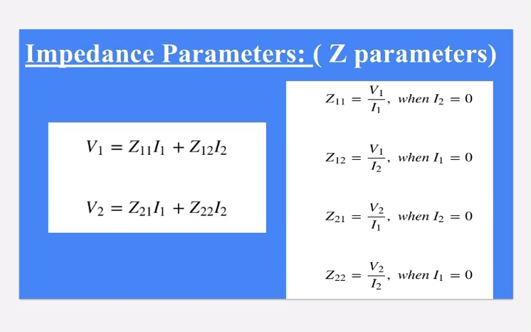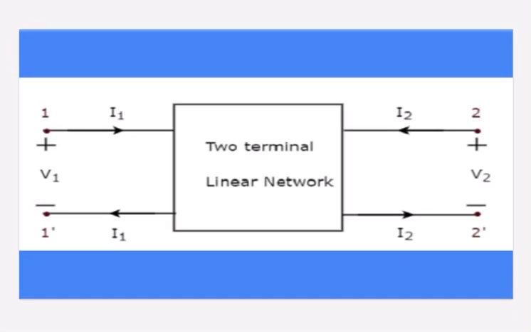First we have the Z parameters, which are also called impedance parameters. Why? Because the Z parameters come from two equations by considering the variables V1 and V2 as dependent and I1 and I2 as independent. So the coefficients of the independent variables I1 and I2 are called Z parameters. Here we have V1 is equal to Z11 I1 plus Z12 I2 and V2 is equal to Z21 I1 plus Z22 I2 for this two-port network.